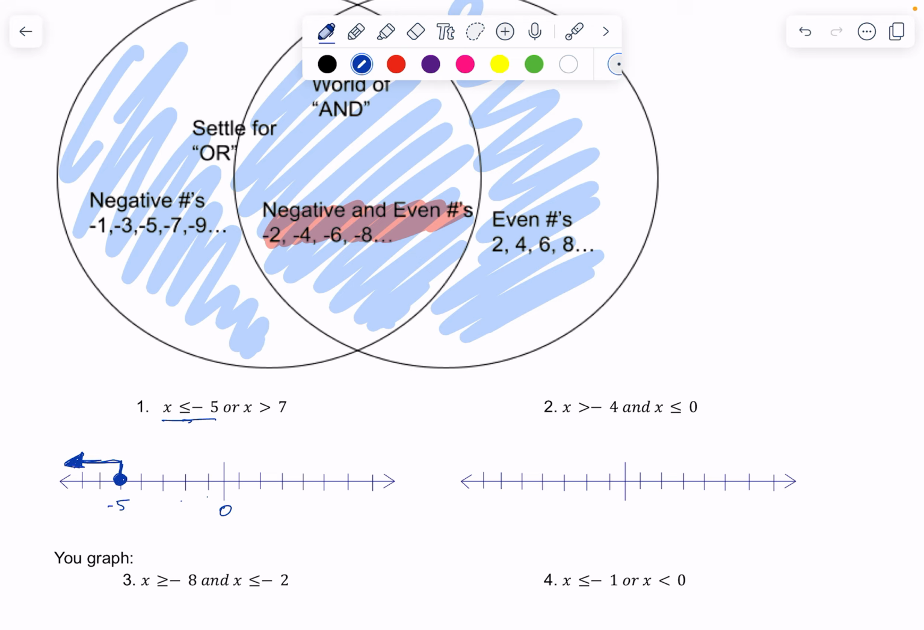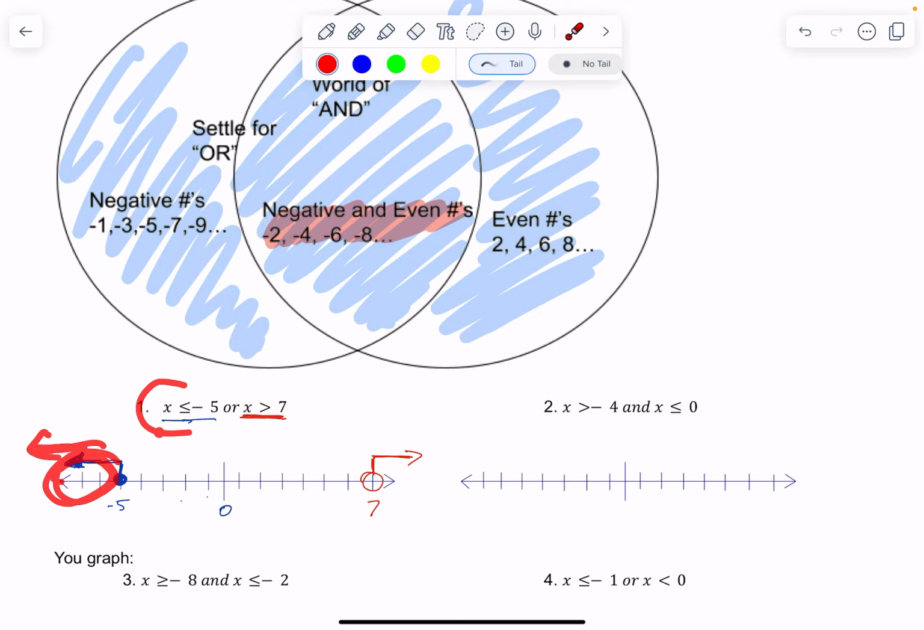And I also have x is greater than 7. 1, 2, 3, 4, 5, 6, 7. 7 is here. This is strictly greater than, so it's an open dot, and it's anything over here. Any number that's less than or equal to -5 on this side will make this true because it's an or statement. Anything greater than 7 is going to make this part true, which makes this whole thing true. The fact that I have an or statement means it can work either way.